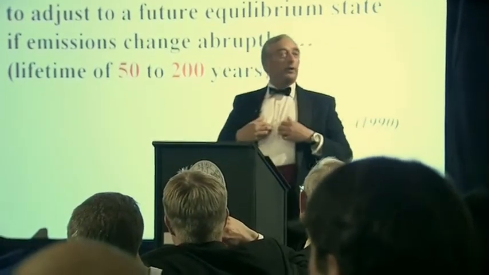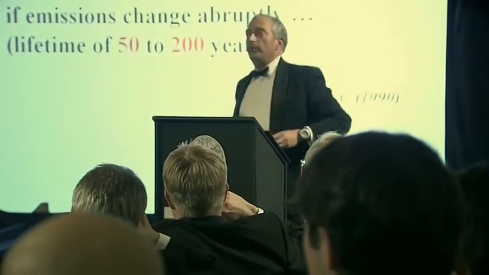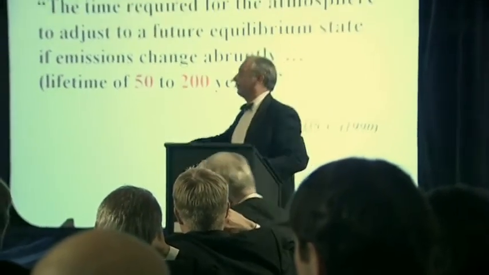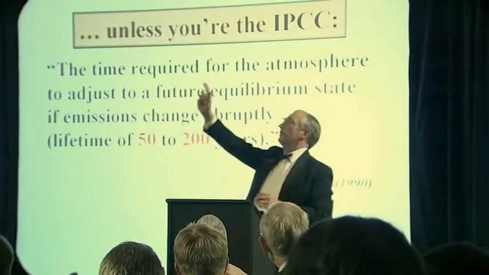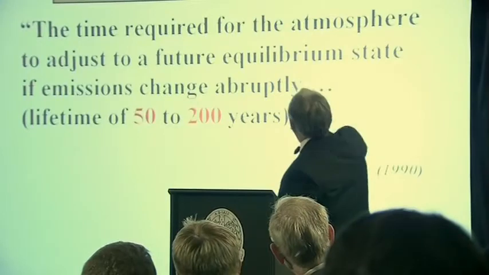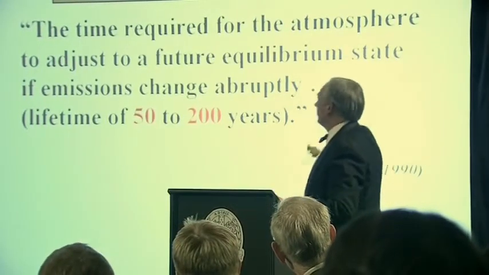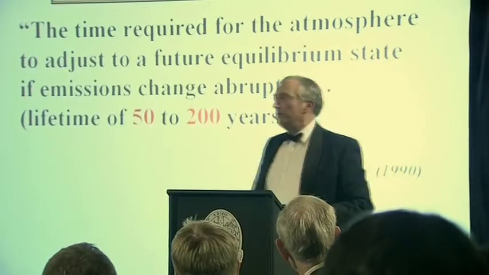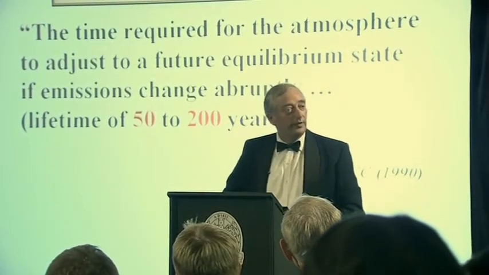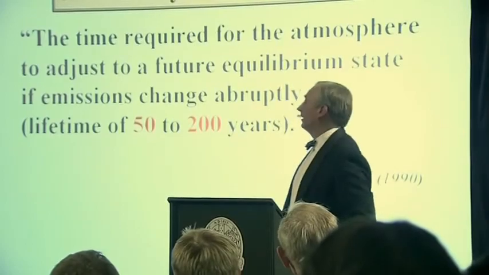Now, to you and me, being simple, unscientific folk, we think we burn something and so we create some carbon dioxide and up it goes into the atmosphere. There's a molecule. How long, on average, does it stay in the atmosphere? And they don't define it that way. They say, well, it's the time required for the atmosphere to adjust to a future equilibrium state if emissions change abruptly. That's got nothing to do with any definition of residence time that any respectable scientist would recognize. And they have been widely criticized for adhering, ever since 1990, to this perfectly ludicrous definition, which is not in the least bit helpful in trying to work out what effect CO2 will really have.